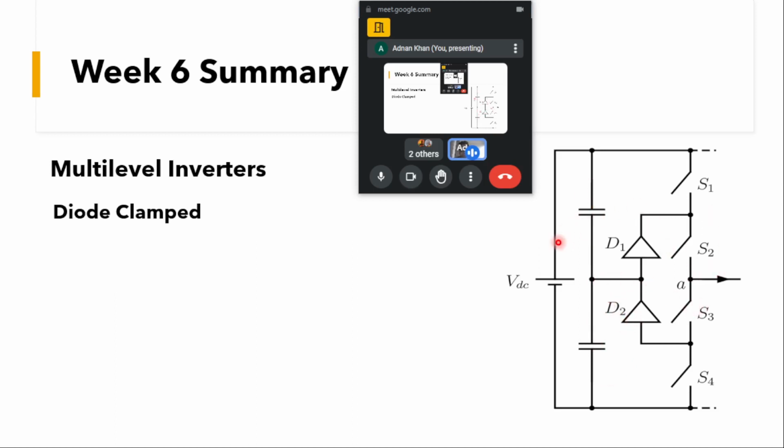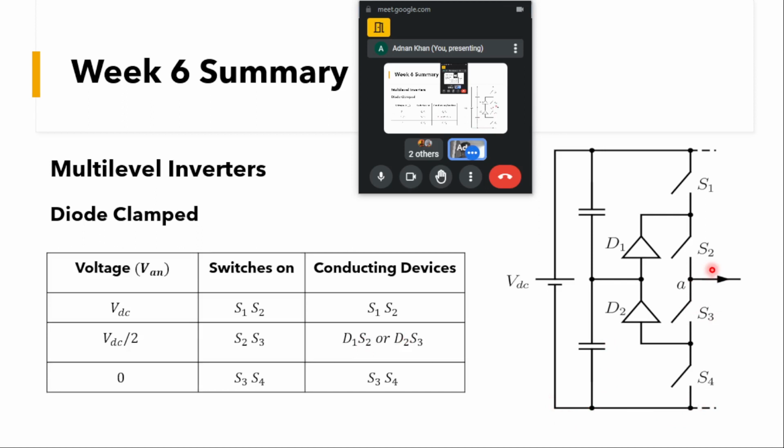Now we'll be discussing how we get these three levels of voltage. If this is the VA point, and let this be the N point, first we'll discuss the zero voltage. If my S3 and S4 are on, the A point will be connected to the N point, so I'll be getting zero voltage. So when S3 and S4 are on, I get zero voltage. Got it? Now we got this zero level by switching on S3 and S4.